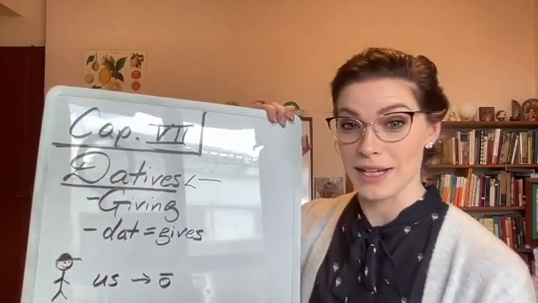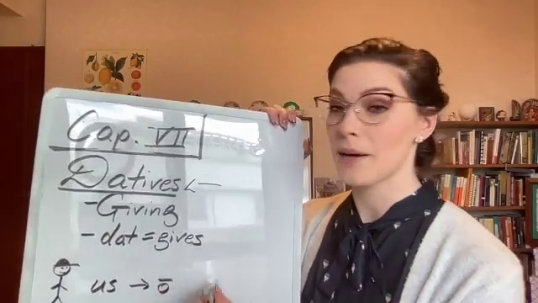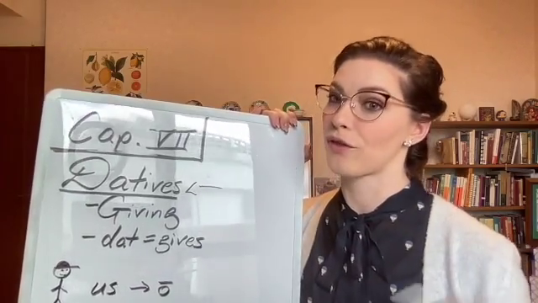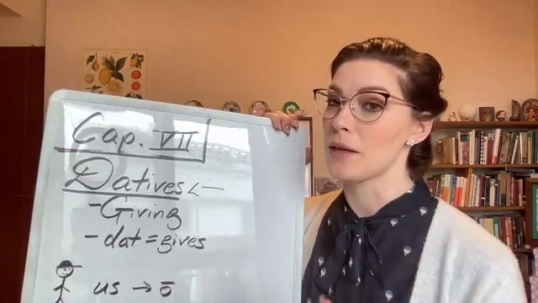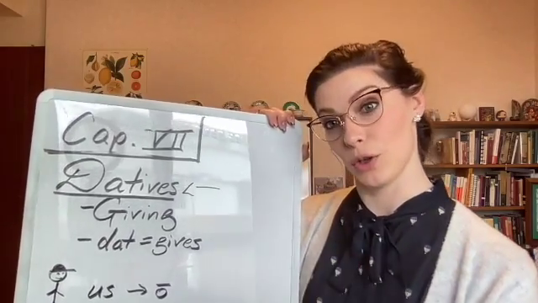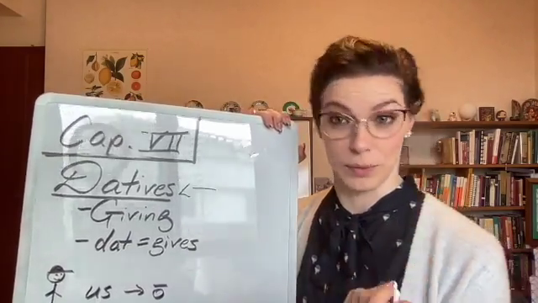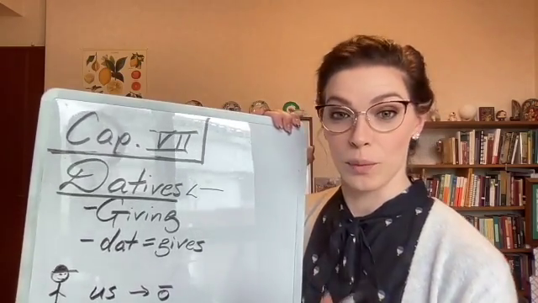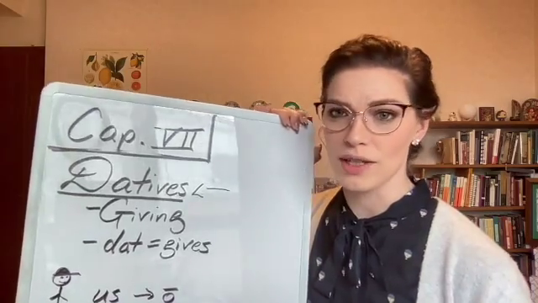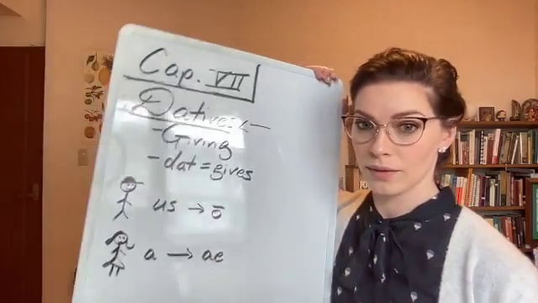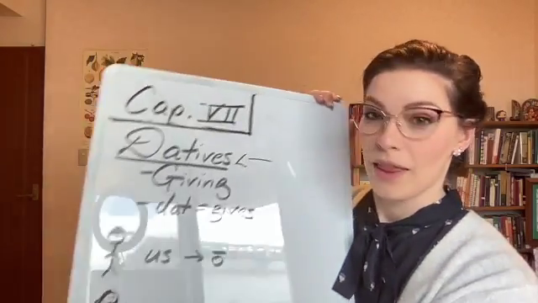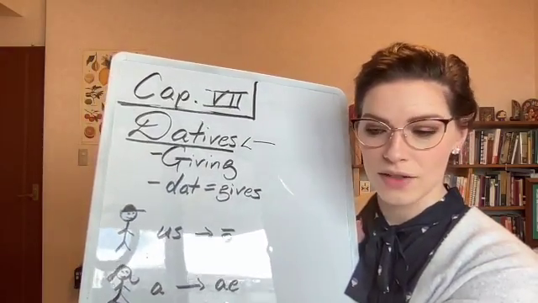So for boys, us becomes O. So if Marcus is the one receiving the apple from his dad, it would be Marco, not Marcum, which is what we use for a direct object. For women, it's just going to look like the plural. Julii. So that's how the datives kind of work.